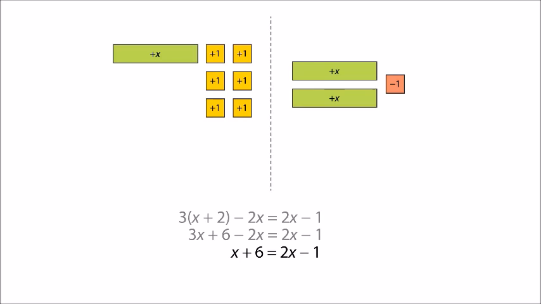We can remove the unwanted number on the right-hand side by adding 1 to both sides, creating another 0 pair. Let's remove these 2 tiles as they equate to 0. We can now write a new equation step.